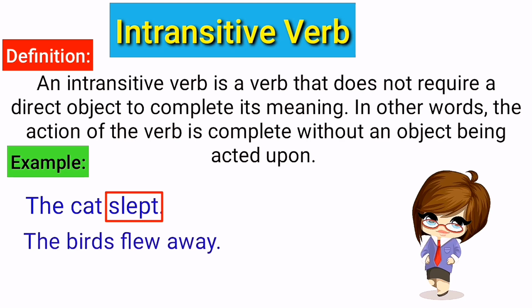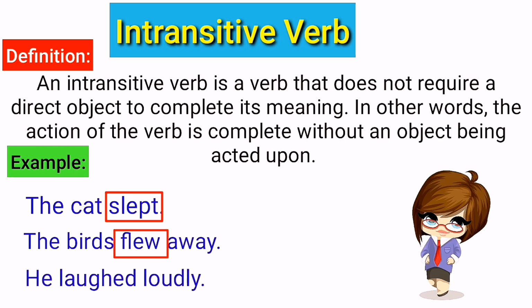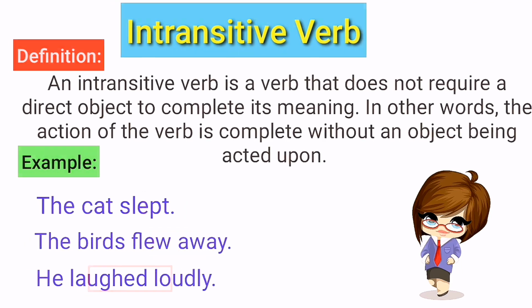The birds flew away. The verb flew is intransitive here. It indicates the action of the birds moving through the air without requiring a direct object. The phrase away adds extra information about the direction. He laughed loudly. In this sentence, the verb laughed is intransitive. It describes the action of laughing, and the adverb loudly provides more detail about how the action was performed.